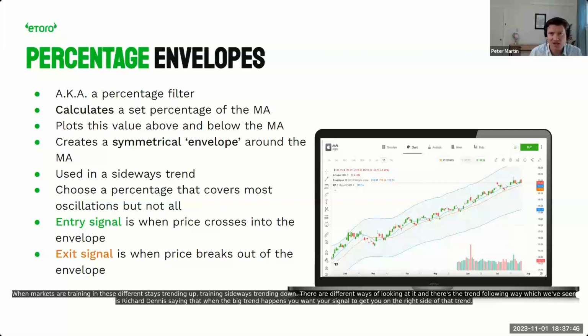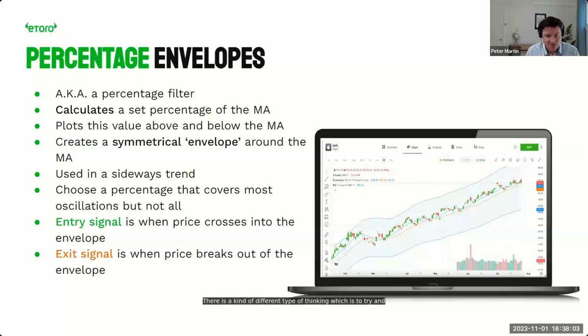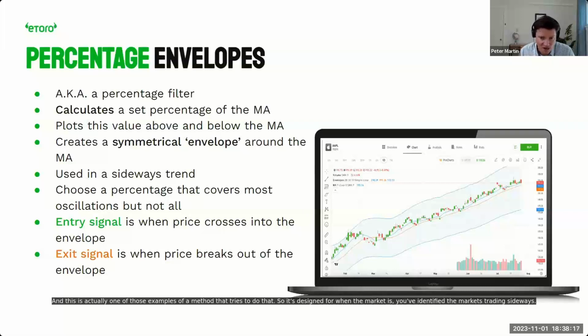Now, we talked last week that when markets are trading in these different states, trending up, trending sideways, trending down, there are different ways of looking at it. There's the trend following way, which we've seen is Richard Dennis saying that when the big trend happens, you want your signal to get you on the right side of that trend. There is a different type of thinking, which is to try and sell new highs and buy lows, the counter-trending method when the market is trading sideways. And this is one of those examples of a method that tries to do that. So it's designed for when you've identified the market is trading sideways. The entry signal is when price crosses into the envelope, and the exit signal is when it breaks out of the envelope.